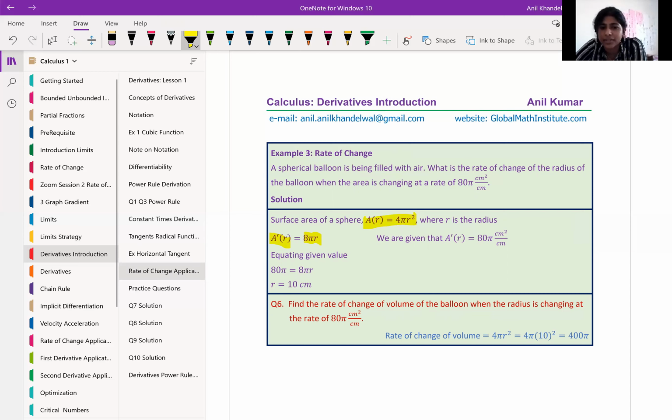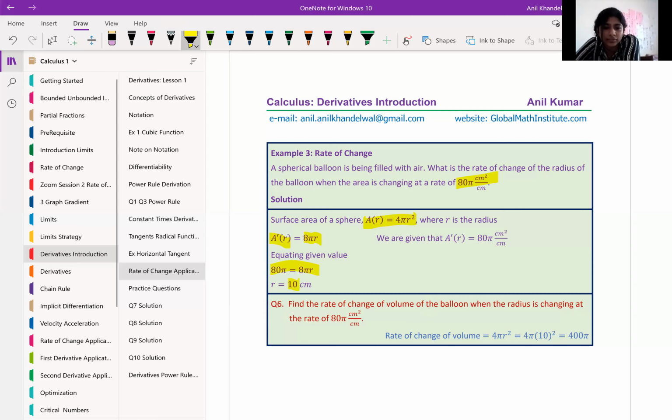I thought pi was a constant. Yeah, so pi remains as pi. 2 times 4 is 8, 8 pi. Oh, I thought it would be like 0 or something. No, it is a constant. 8 and pi are constants, so you will multiply by the constant. The derivative of r squared is 2r. So 4 pi times 2 is 8 pi r. And now you are given that the gradient actually is 80 pi. So equate 80 pi with 8 pi r and you get r is 10 centimeters.